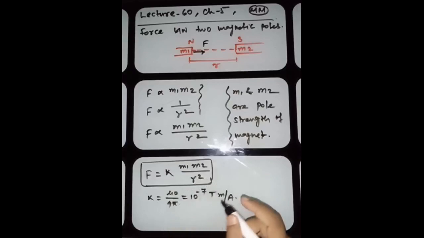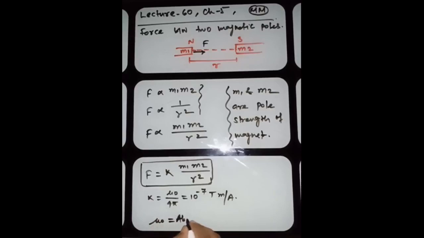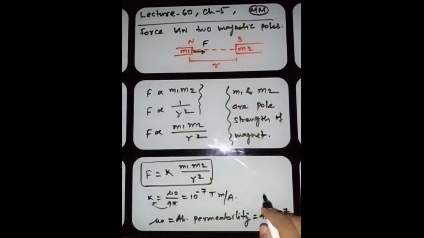Now here we have used mu naught, my dear students. This is called the absolute permeability. We will study it in very detail. What will be the value of this absolute permeability? It is 4 pi into 10 to the power minus 7. It's very easy, my dear students. The K is multiplied with 4 pi, and K itself is 10 to the power minus 7, so mu naught will be 4 pi into 10 to the power minus 7.